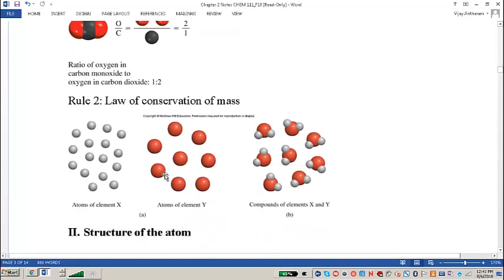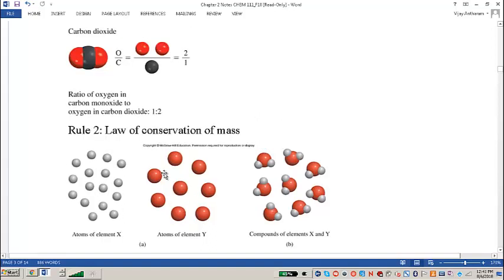Dalton's rule number 2, law of conservation of mass. Very easy, very simple, and very to the point. Mass cannot be created nor destroyed. So the mass has to be accounted for. Even if it leaves the reaction vessel as gas, that has to be accounted for. So everything gets accounted for, as stated before: it cannot be created or destroyed.